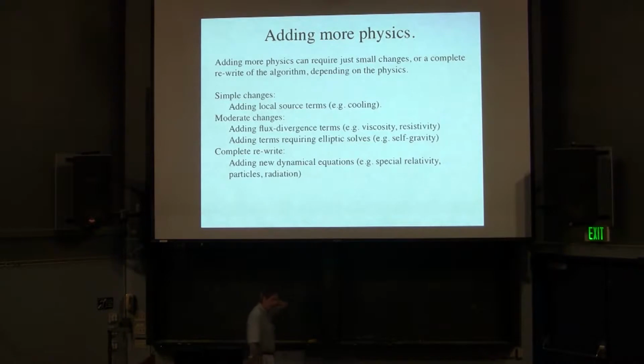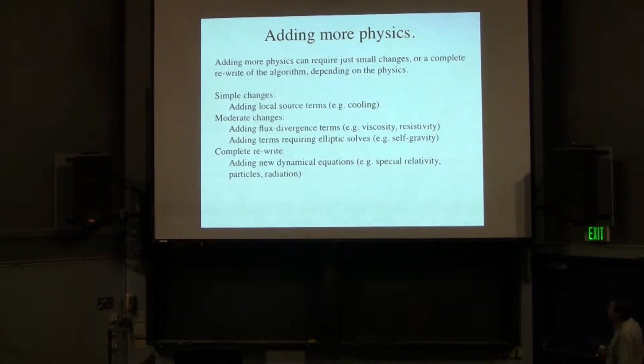So the bottom line is that the way the physics is added depends very much on the mathematical nature of the terms that you're adding. And that should be no surprise. So there are basically three kinds of changes. Simple changes require nothing more than adding a source term to the equations of motion, source terms which are completely local and don't involve any spatial operators. An example is optically thin cooling. It only depends on the local temperature and density, maybe the chemical species present, but it doesn't depend on gradients of things, and so it's a completely local term.